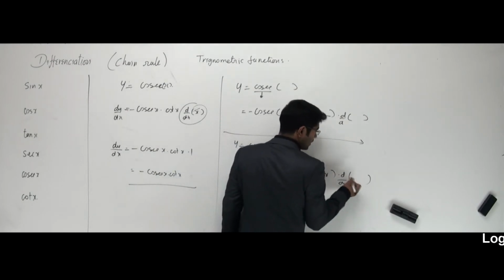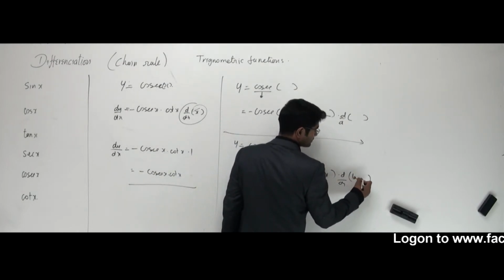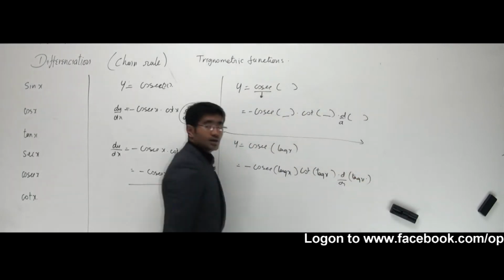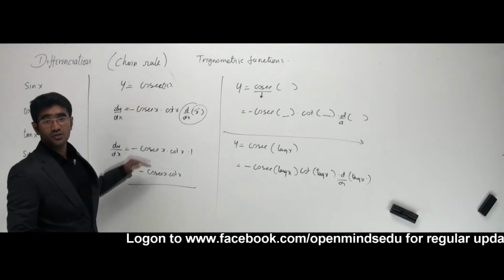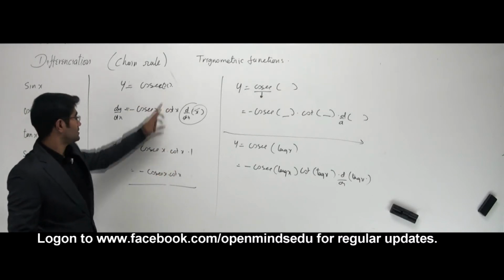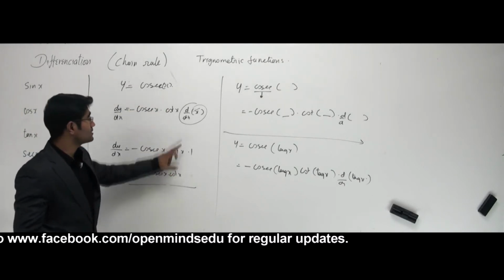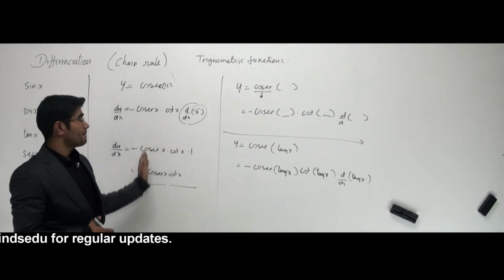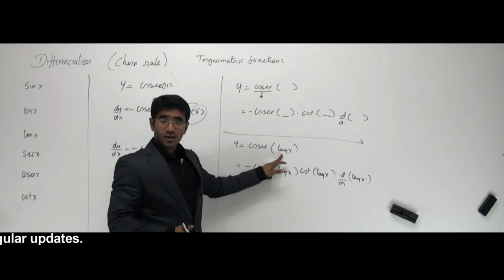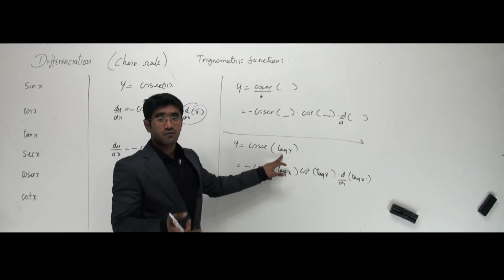And whatever it is inside should come here. All right, log x. Get this straight, okay? You know this formula: cosecant differentiation is minus cosecant cot, right? But if there's an x, there's an x and there's x, and the extra thing is dx by dx, which is 1, which we don't write in this case. But in this case, if there's a log x, there's another function.